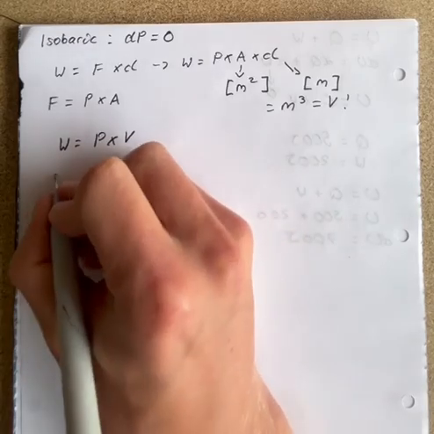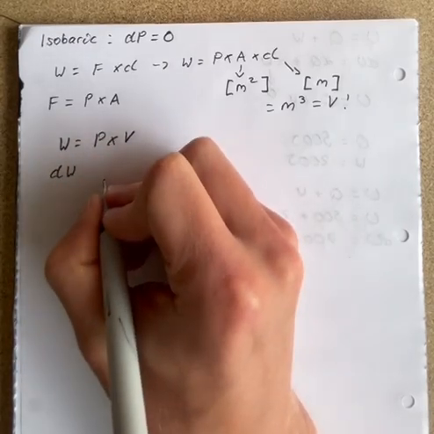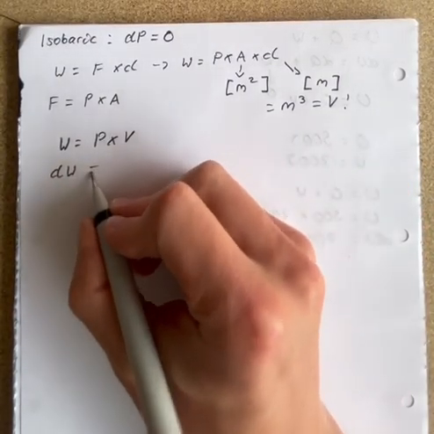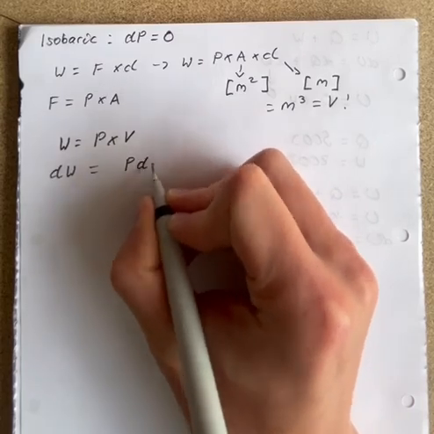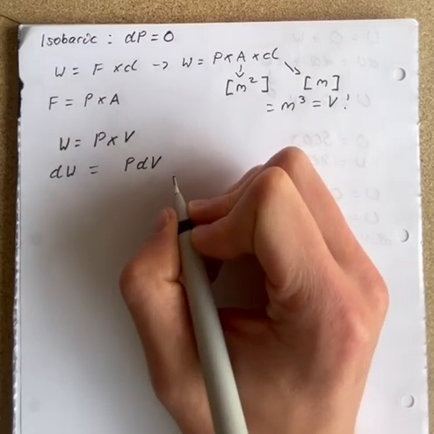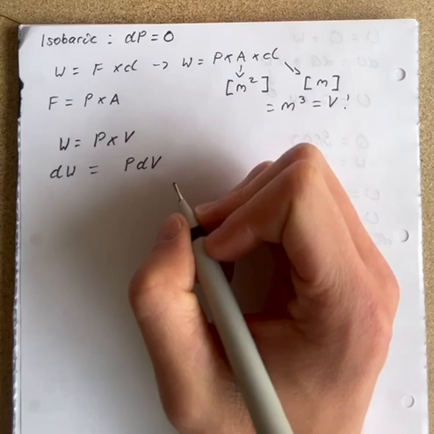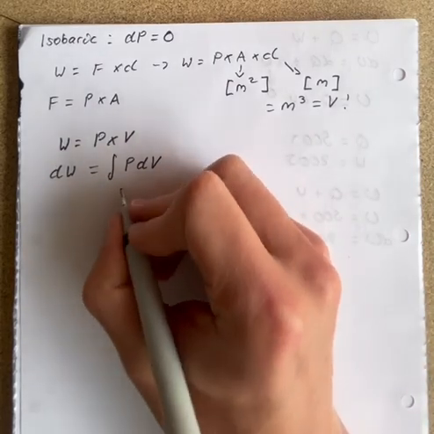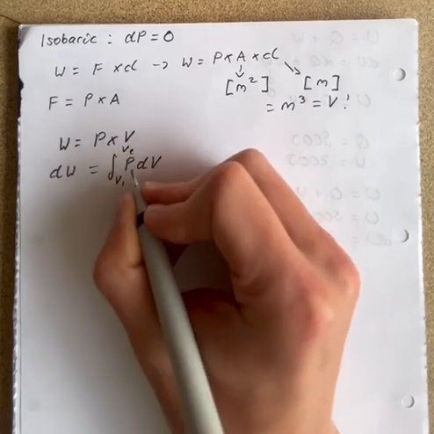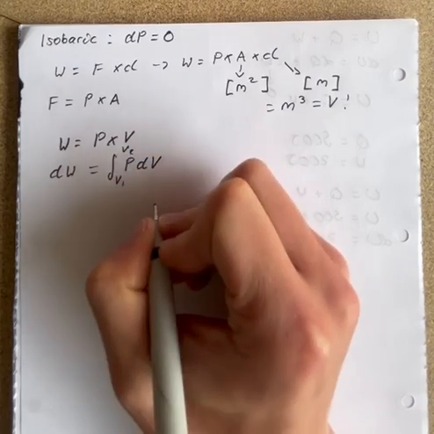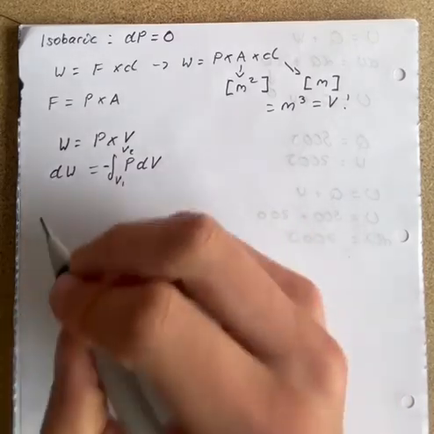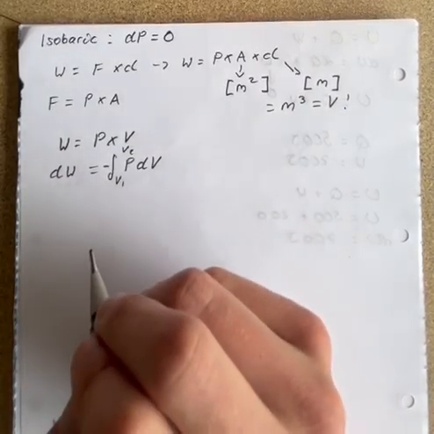But now we want the change in work done. We know that pressure stays the same since it's an isobaric process, but the volume varies. So we can write this in terms of P dV, and since the volume changes continuously between two values, we can simply write this as an integral from V1 to V2. And finally, since the gas is expanding, it's doing work on the environment, not the environment doing work on the gas, therefore we add a negative sign.